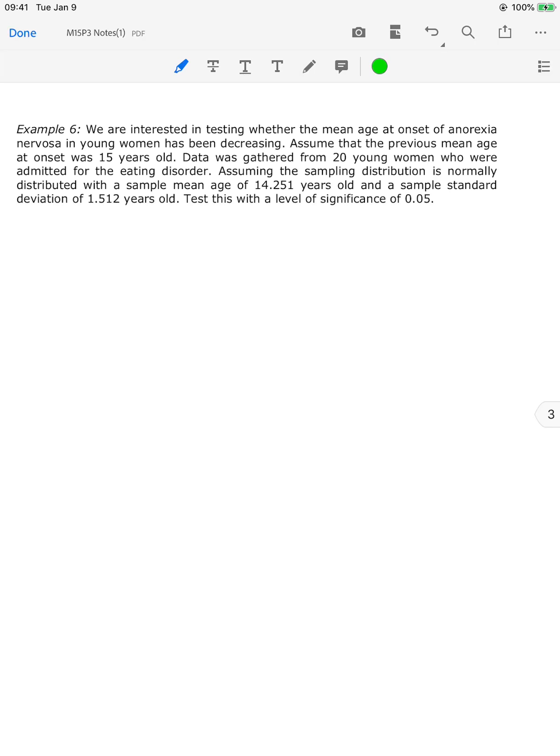Lots of information there, so let's highlight some important things. So mean age, that tells us that our null and alternative hypotheses are going to contain mu. The previous mean age was 15. We looked at 20 young women. The sampling distribution is normal. We have a sample mean of 14.251, a sample standard deviation of 1.512, and a level of significance of 0.05.